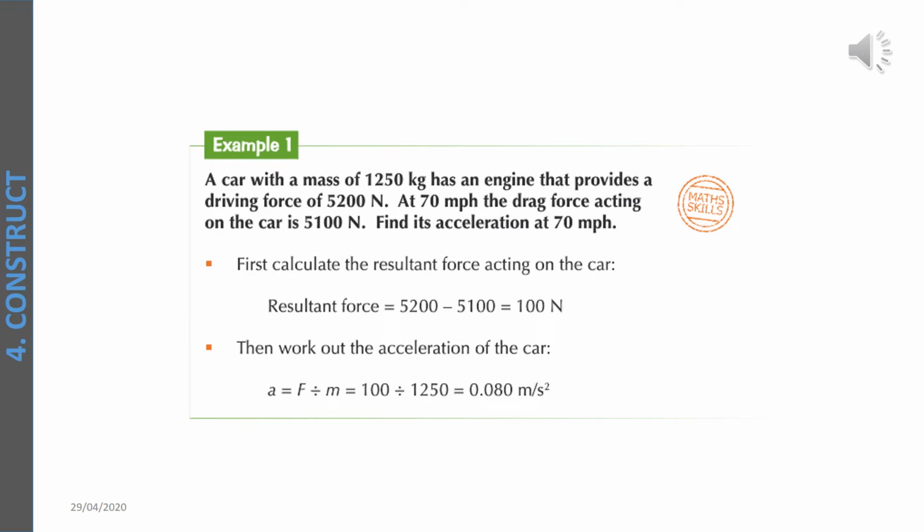Having found the resultant force, you can use that in conjunction with the mass to find the acceleration. So rearranging the equation, you get acceleration is force divided by mass. We know the force is 100 newtons. Divide that by the mass, which is 1,250 kilograms, and you get your answer of 0.080 meters per second squared.